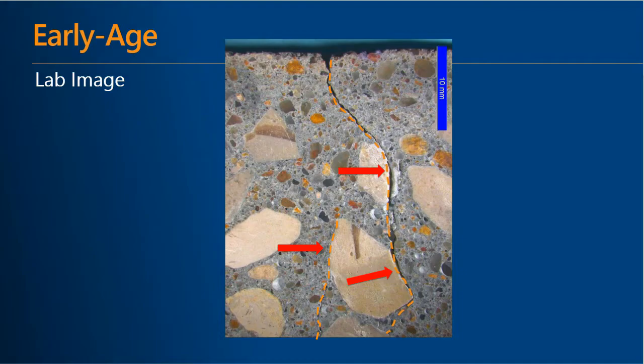But typically speaking, an early-aged crack will travel around aggregate particles, like you can see here in this image, because the paste-to-aggregate bond has not yet developed and is not very strong. However, a later-aged crack may pass through aggregate particles because that paste-to-aggregate bond has developed and it's a lot stronger.